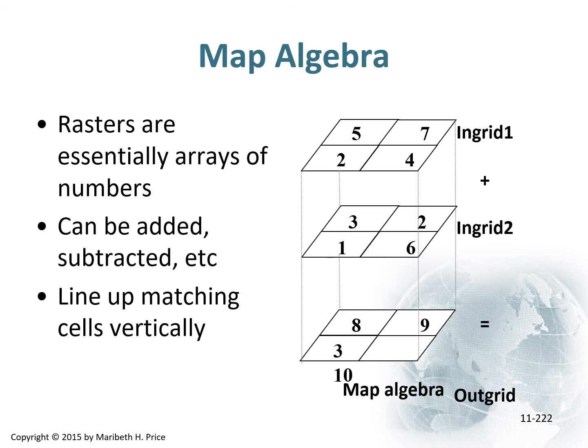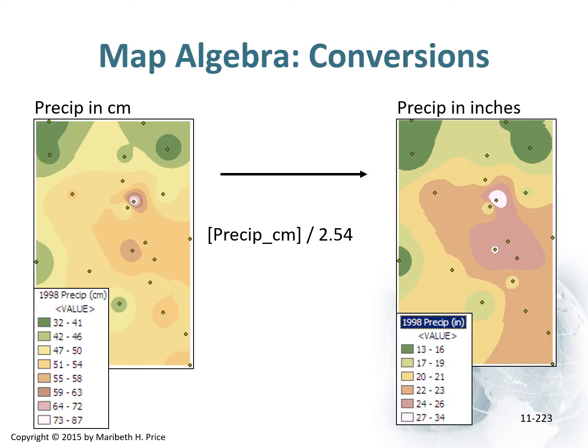Map algebra, raster 1 plus raster 2 equals output 3. Pretty simple in raster. In vector, it's a little more complicated. Instead of looking like pancakes stacked like this, when you start doing this kind of map algebra in vector data, it's more like doing calculations across columns and rows because you're doing it in attribute tables.